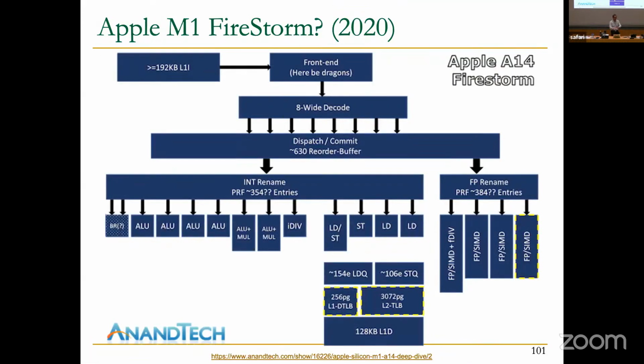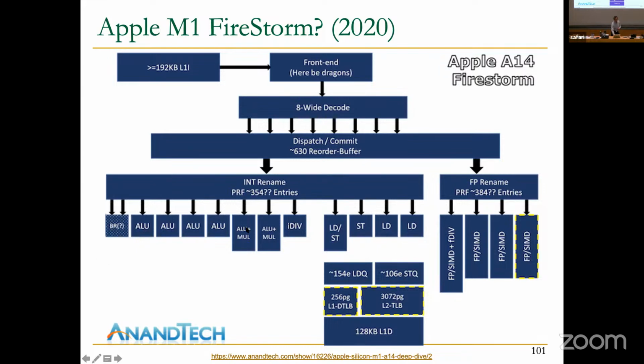Again, these are not official AMD or official Apple numbers, but enthusiasts go and benchmark these machines and try to reverse engineer what is going on in the machine. According to the reverse engineering of some people, you can read them on AnandTech, they guess that the reorder buffer on this machine is about 630 instructions. The integer physical register file is about 350, and the FP physical register file is 380. You can see that the load and store queues are much smaller, 150 or so, because this is actually the most complicated part of the machine.